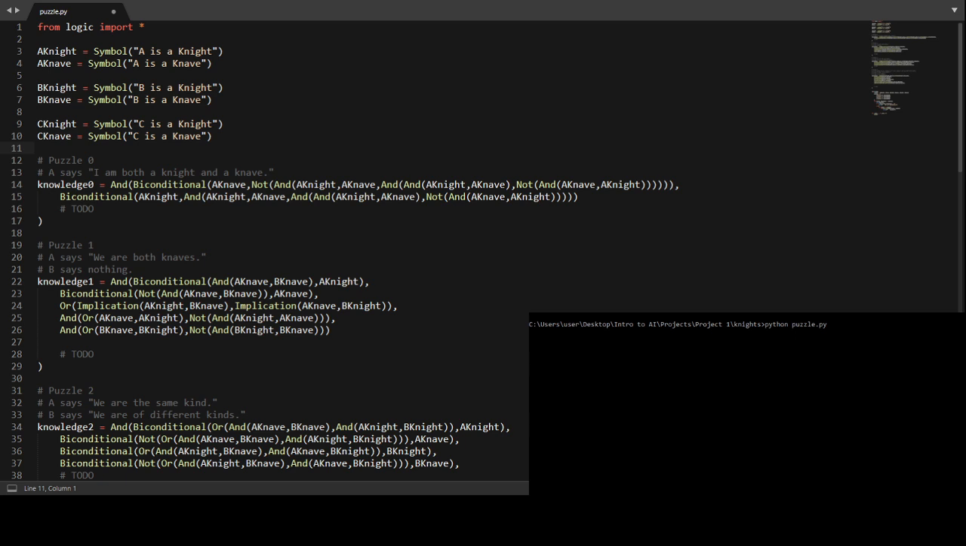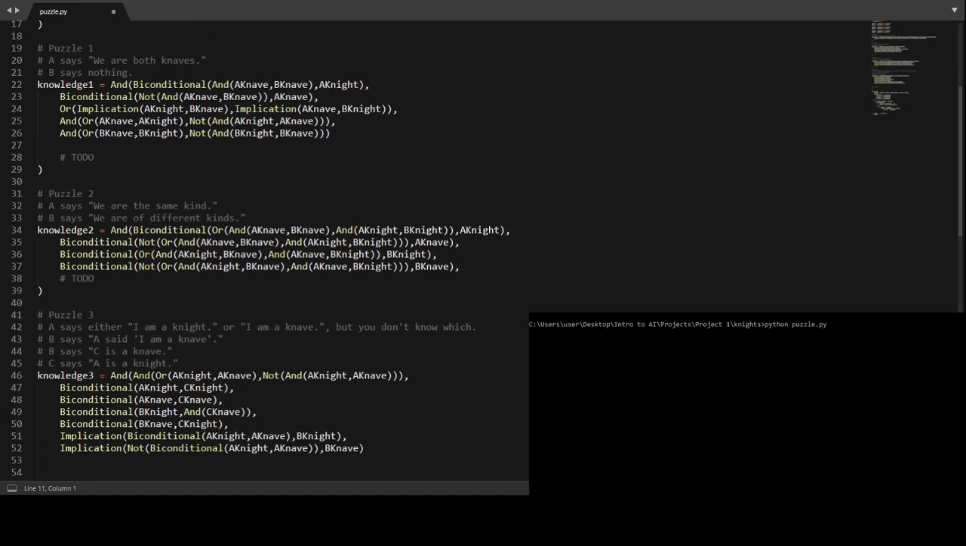So to start with our zeroth puzzle, A says, "I'm both a knight and a knave." We have to figure this out in logical terms, but we know this A cannot be both a knight and a knave, so it has to be a knave. We have to make sure that we feed the raw information to the AI so that it figures it out. A can only be a knight or a knave. That's one of the rules. So if A is right, then A is a knight. If A is wrong, then A is a knave.